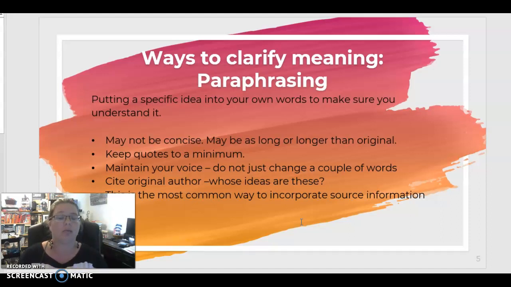This is typically the most common way that we expect you to incorporate source material in your writing. So as you're working through your course content and working on your papers, you'll be doing a lot of paraphrasing. So make sure that you understand this element and ask questions if you need more help with this.